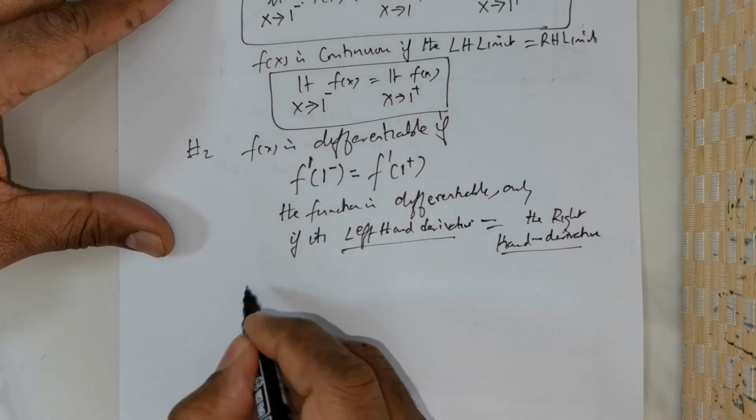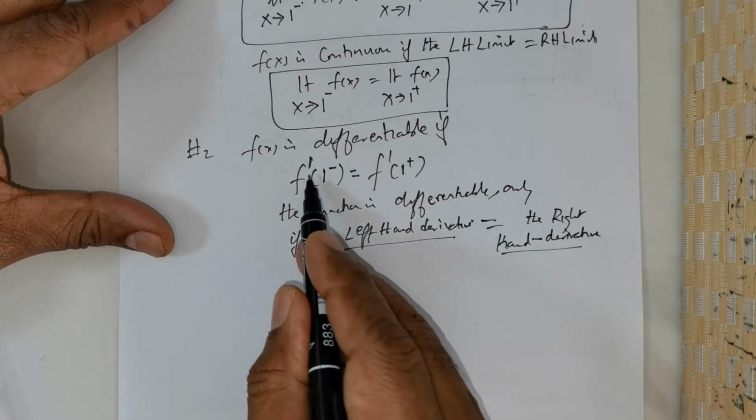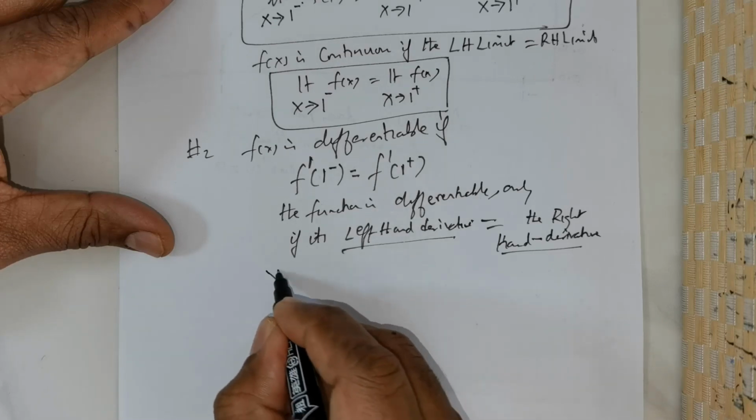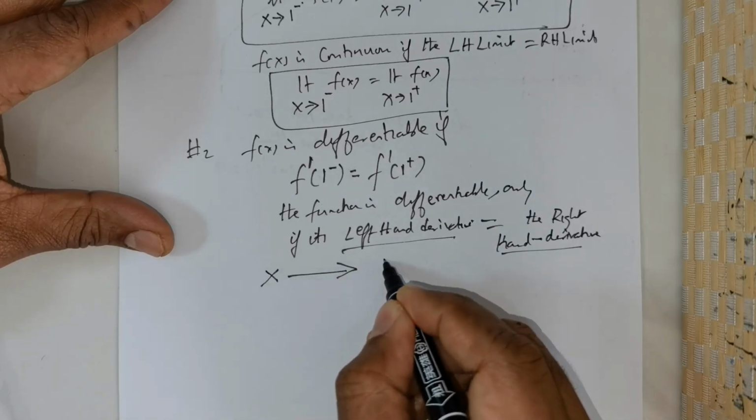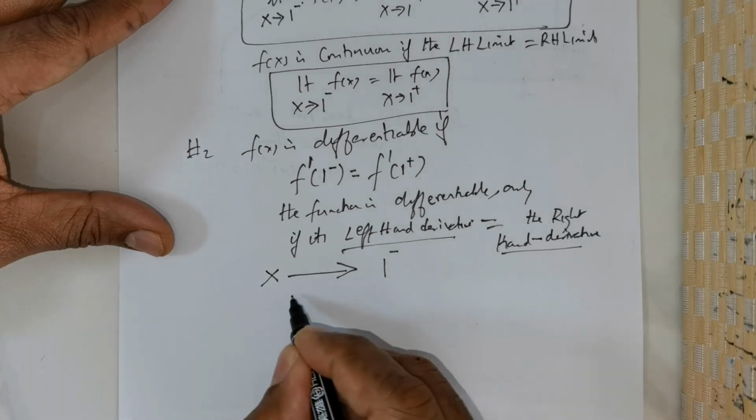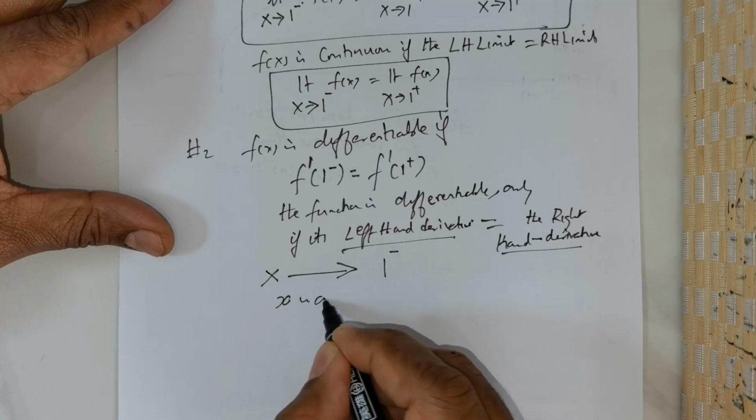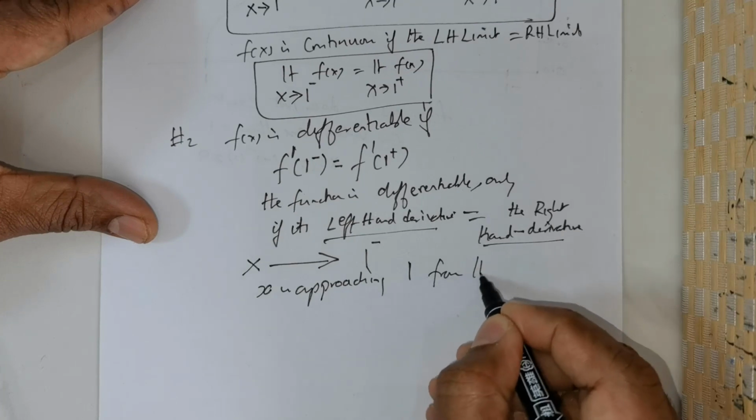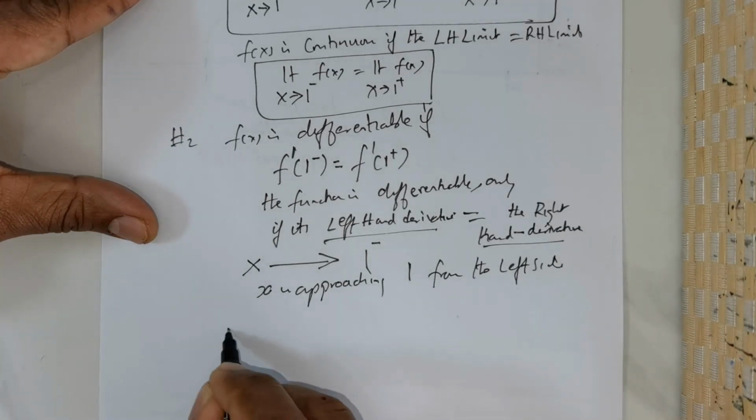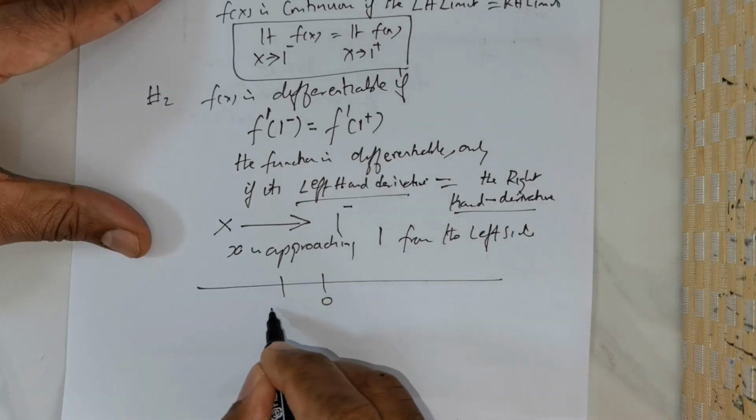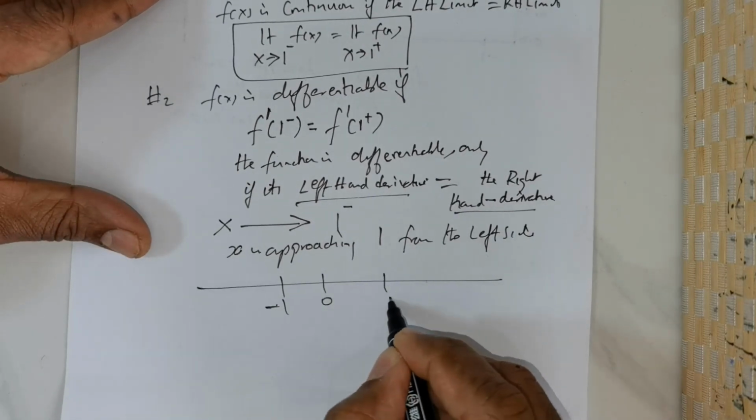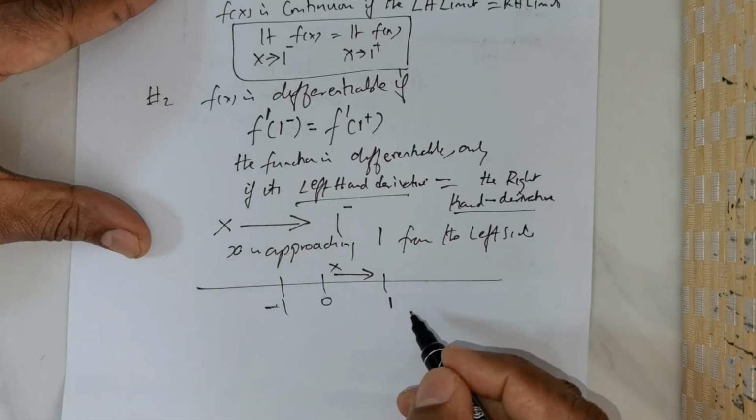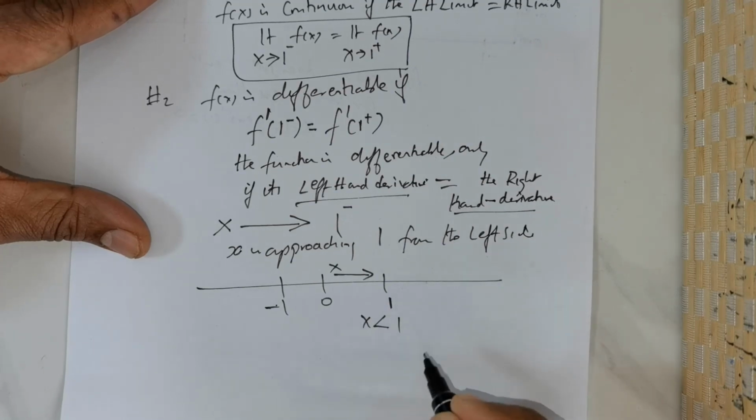Now let me find out f dash of 1 minus. What is the meaning of this? This means x is going towards 1 from the left side. So we call it x approaching 1 from the left side. So how does it look? You have a 0 here, you have negative 1, you have positive 1. Now x is actually moving from this side. That means x is actually less than 1.